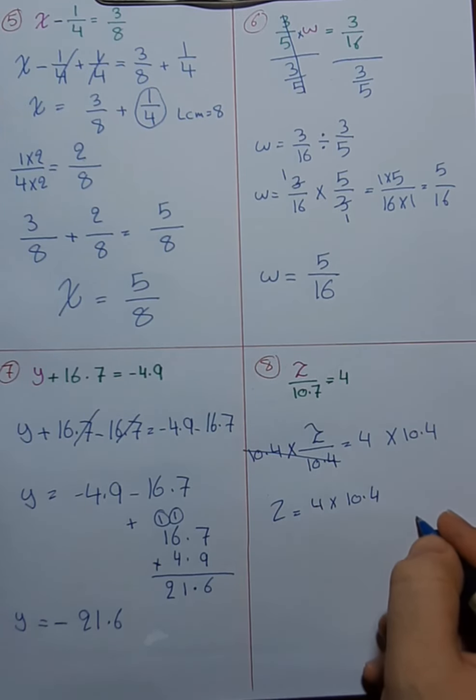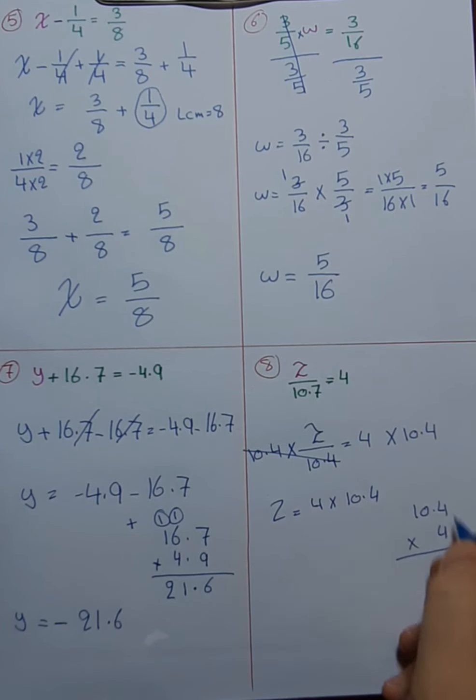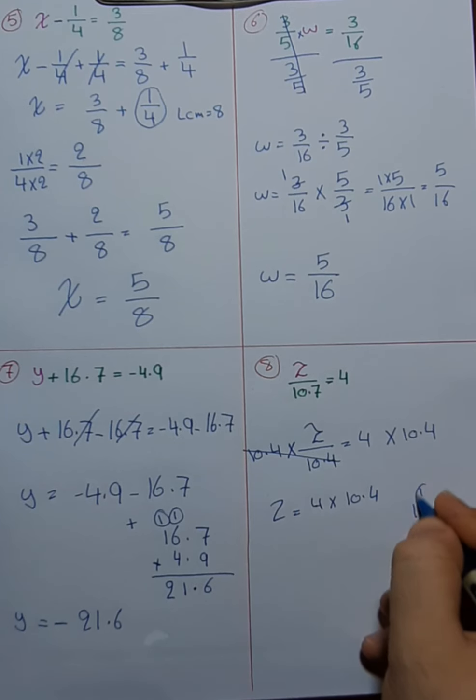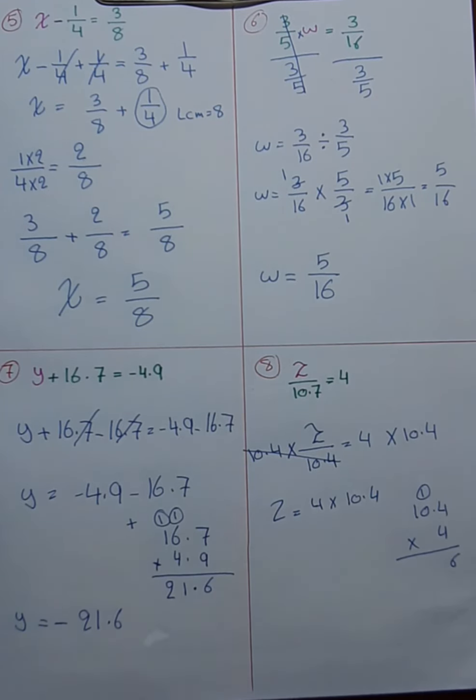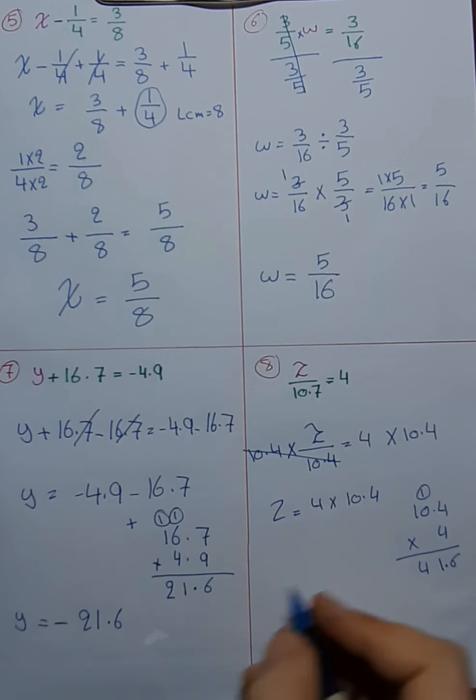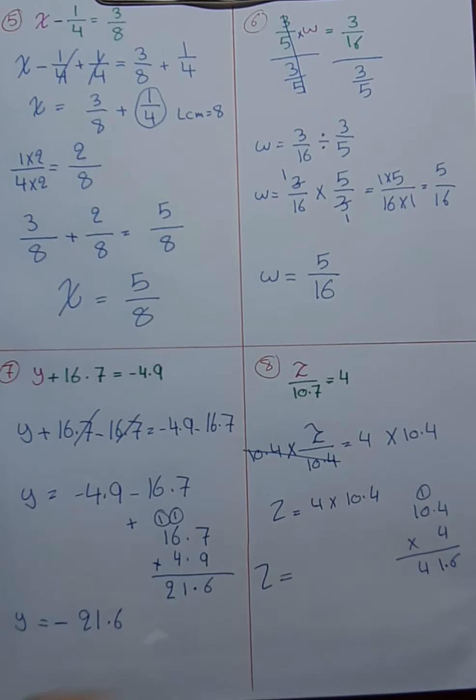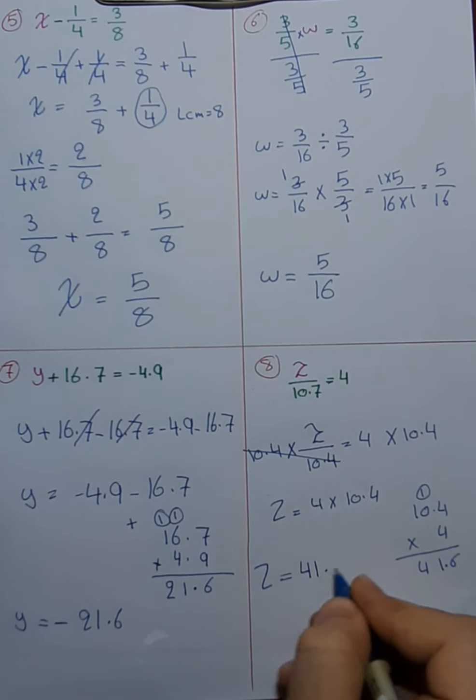You have to multiply these two numbers, 10.4 times 4. 4 times 4 equal to 16. You have to regroup. 4 times 0 equal to 0 plus 1 equal to 1. 4 times 1 equal to 4. Now we have to write the decimal point. We have one number after the decimal point, so you have to write the decimal point here. So Z equal to 41.6.